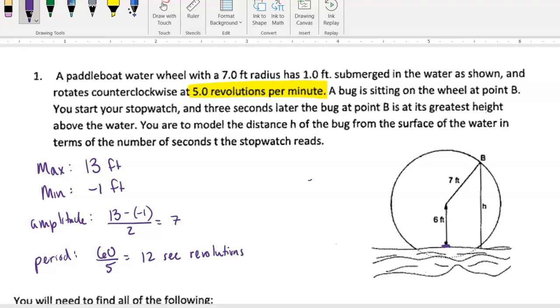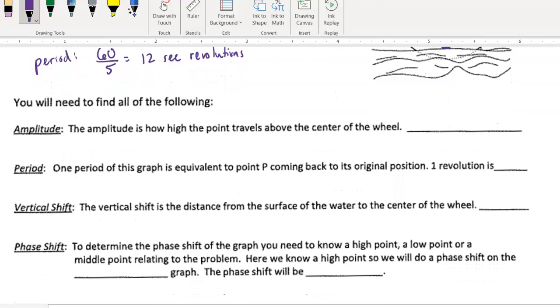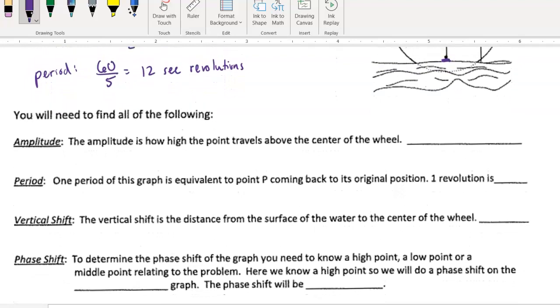So if we divide that, 60 divided by 5, we get 12. So that means it's 12 seconds for every revolution. All right. So we're going to use that information now to help us answer some of these questions. So again, the amplitude, we found that to be 7 feet already. The period, so now the period is 1 revolution is 12 seconds.